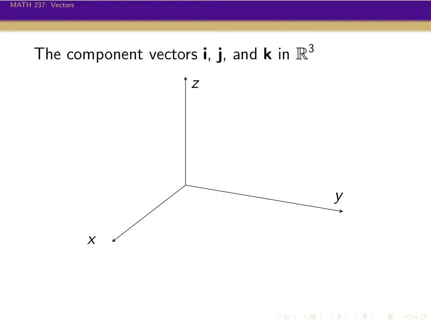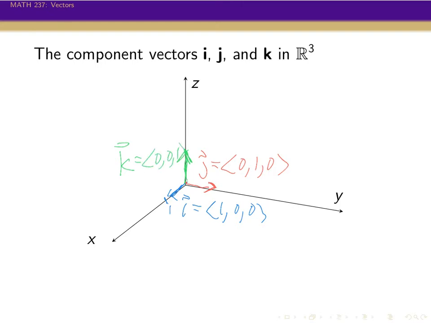We can do the same thing in 3 dimensions, but now we need a third one. So i and j are going to be the same as before. It's just now we're in 3 dimensions. So i is 1, 0, 0 in R3. j, going in the y direction, is 0, 1, 0. k is going in the z direction, and so it is 0, 0, 1. And you can easily double check that these are all unit vectors.